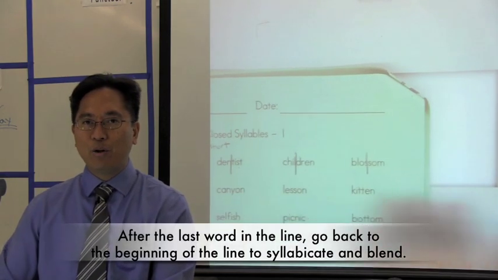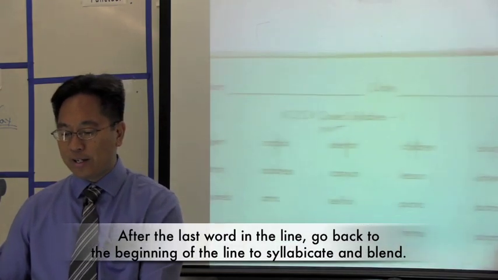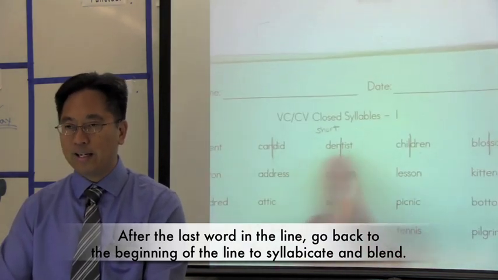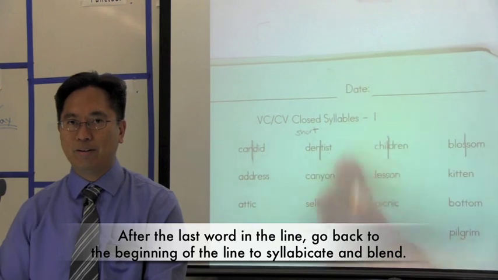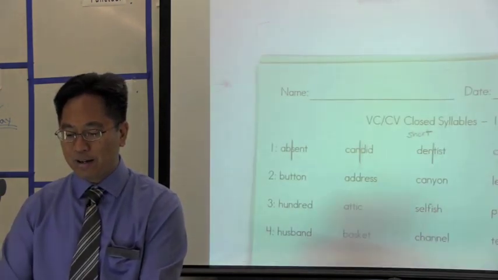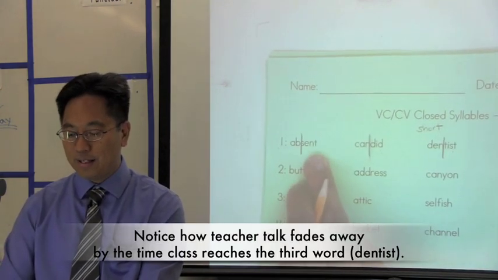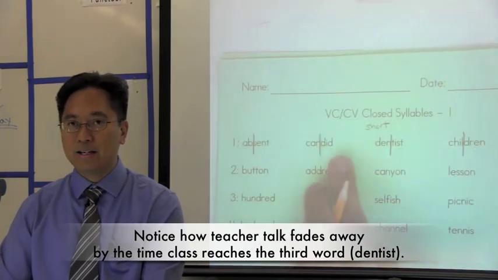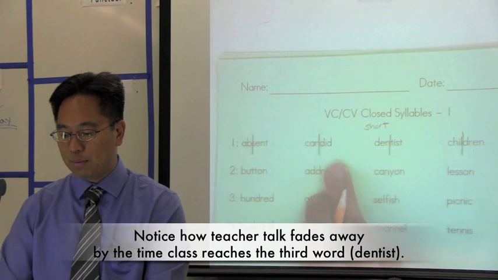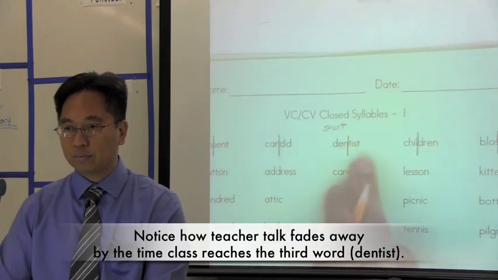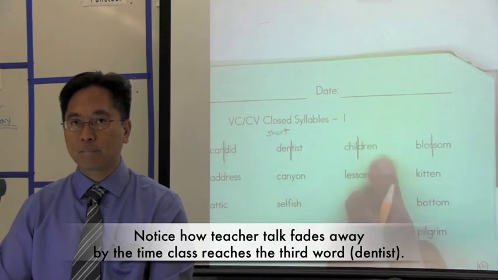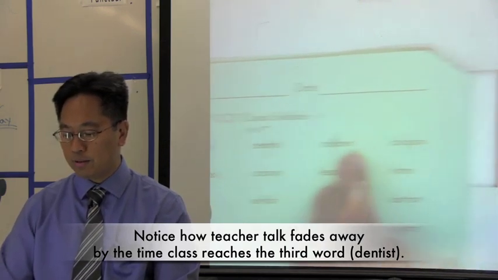So once we get through the whole list, now we can go ahead and syllabicate and blend. Syllabicate and blend. Ready? Here we go. Absent. Blend. Absent. Perfect. Can, did, blend. Candid. Good job. Keep going. Dentist. Dentist. Good job. Children. Children. Good. Last one.